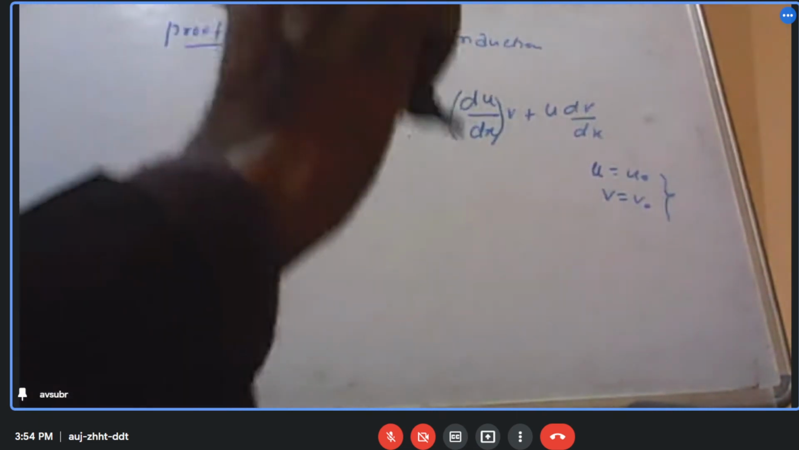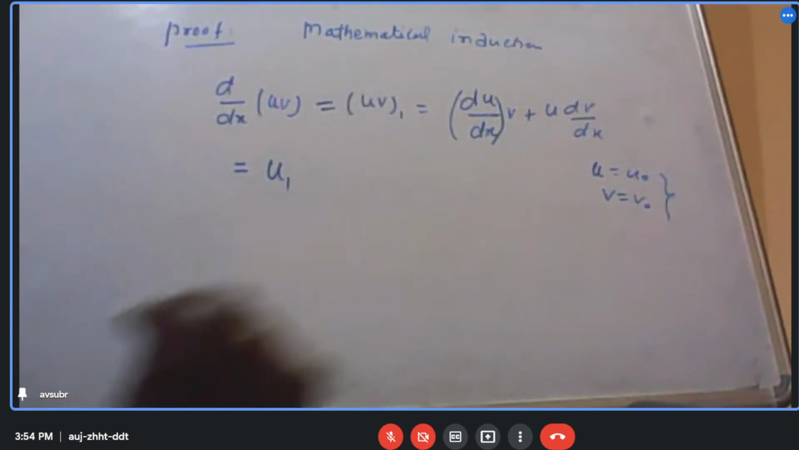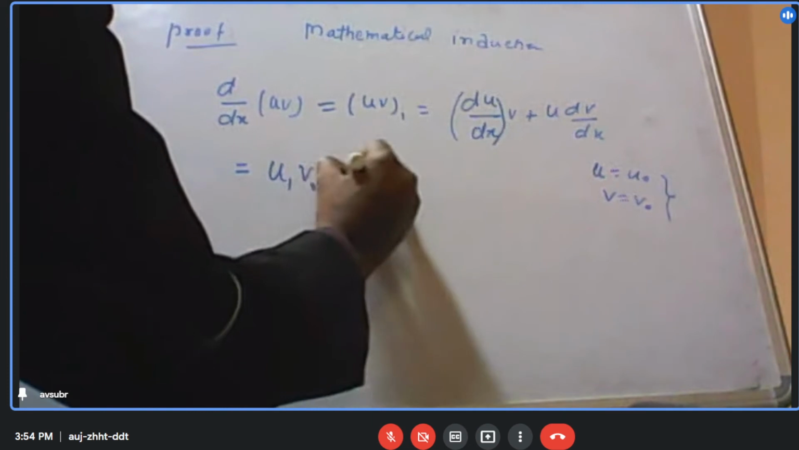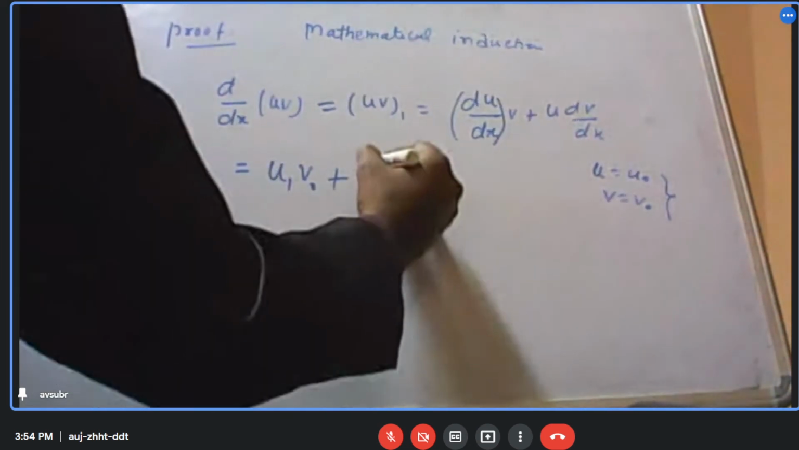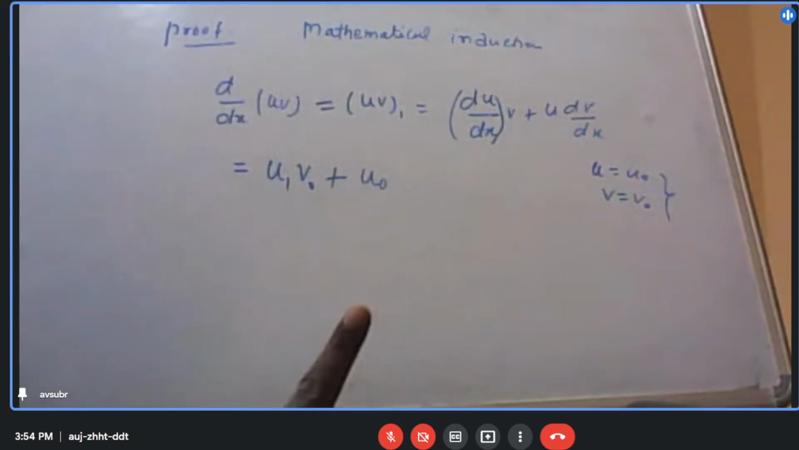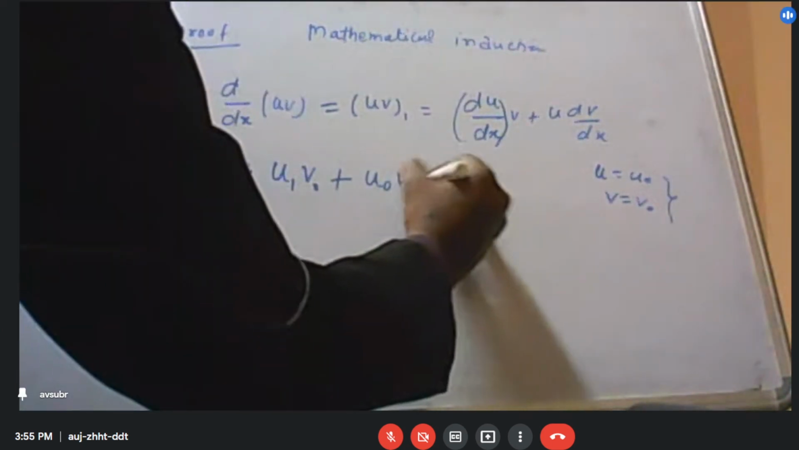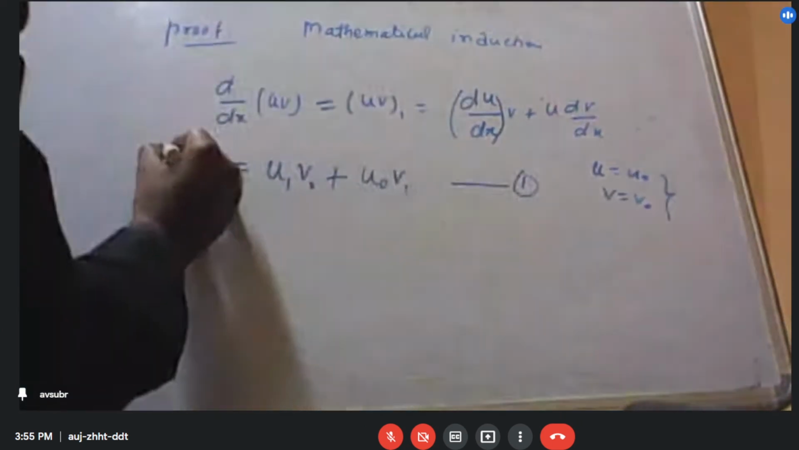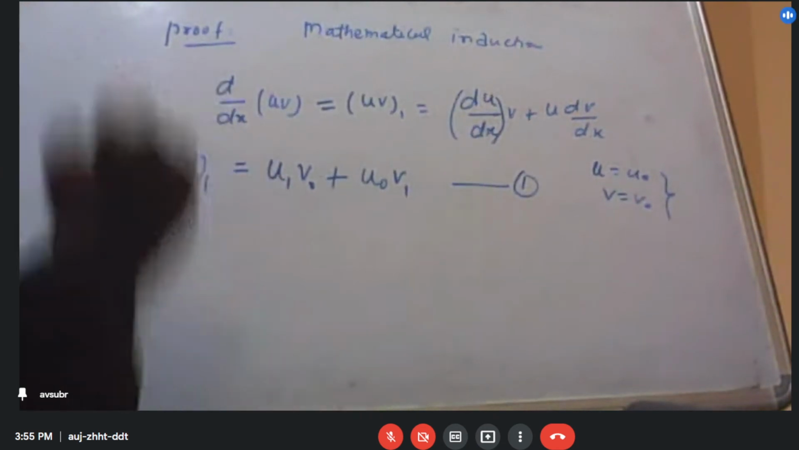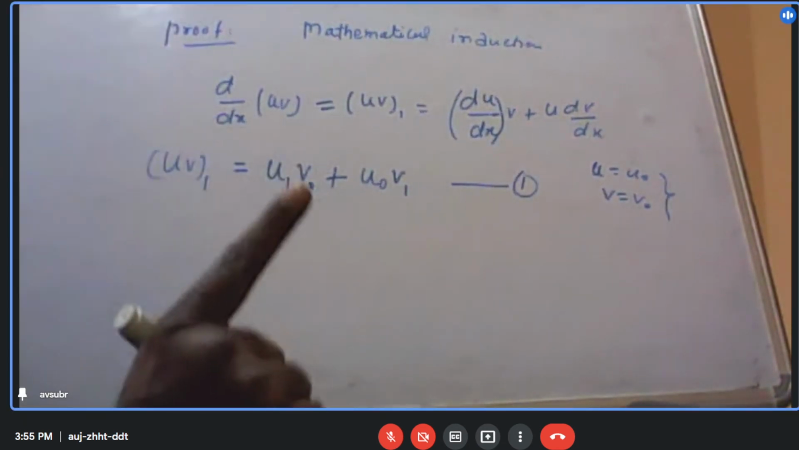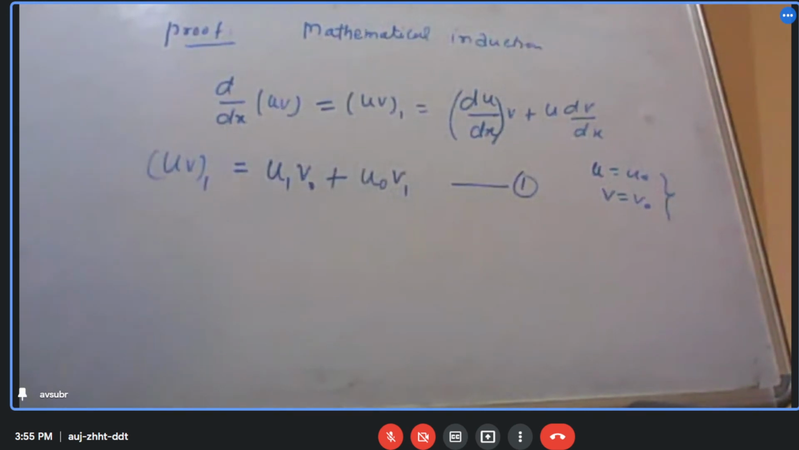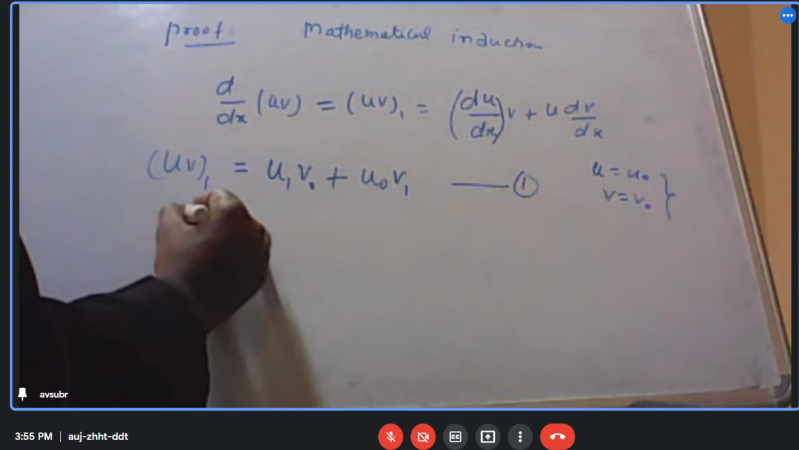How many times has u been differentiated? Once. U0 means no differentiation. And how many times has v been differentiated? Once. So this product's first differentiation is equal to u1 v0 plus u0 v1. What will be the second differentiation?